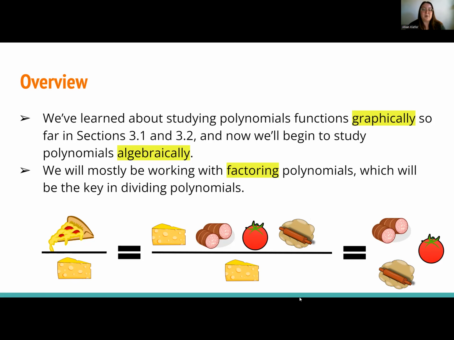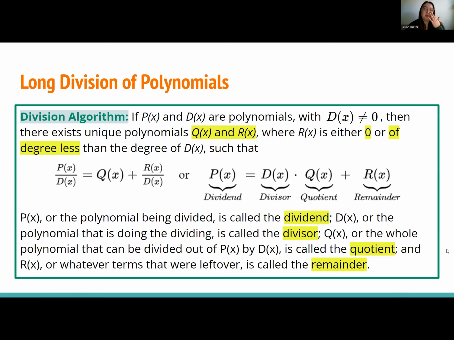That's going to be the same idea with polynomials. We'll have a very large polynomial divided by a smaller polynomial. Maybe the larger polynomial can be separated into a few different terms, and maybe the smaller one can, maybe it can't. But either way, when we divide, we have whatever was left over after that division. All right, let's go ahead and get into the math and definitions part and less of the pizza analogies.